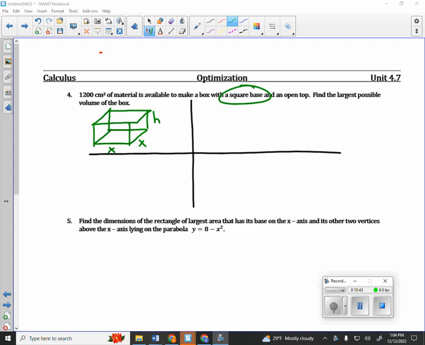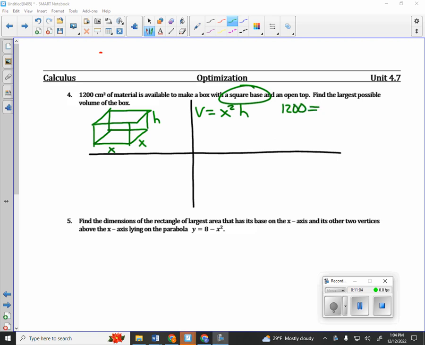Okay? All right? Now, I want to find the largest possible volume. Volume is x squared h. That's what's driving the problem. I should see that written down. What's different about the last problem is you're given the volume, weren't you? You're not given the volume here. You're given what? The amount of material.